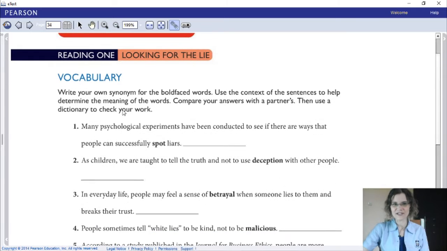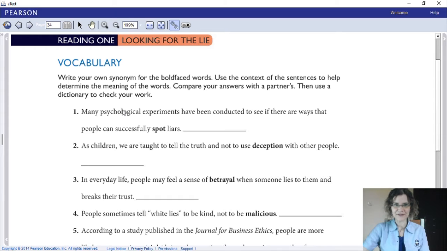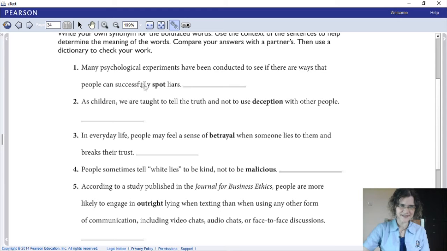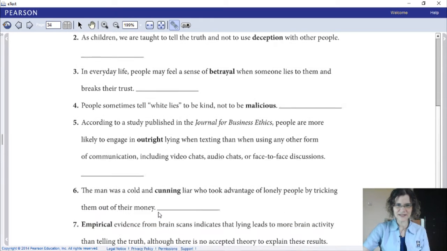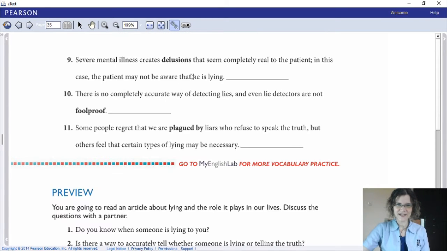Okay, that brings us finally to Reading 1, Looking for the Lie. And as we always do, we start off with the vocabulary, and let's look at the bold-faced words. The vocabulary that we're going to look at here in this Reading 1 section of Unit 2. The first one is spot. Second, deception, betrayal, malicious, outright, cunning, empirical, quest. And the next page, we've got delusions, foolproof, plagued by. Okay, those are the words.